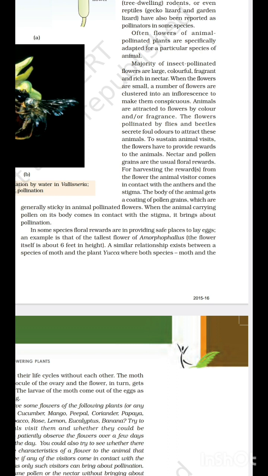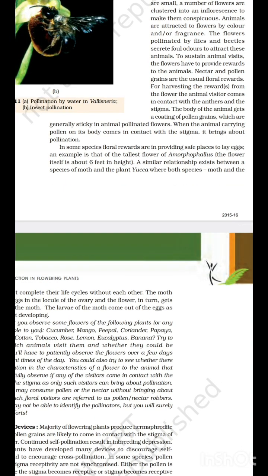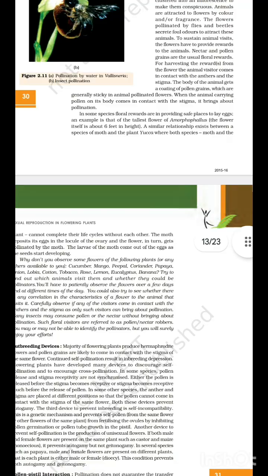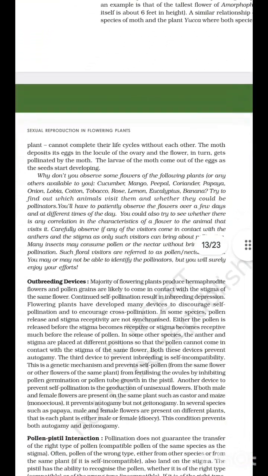In some species, floral rewards are in providing a safe place to lay eggs. A very good example of it is Amorphophallus. It is the tallest flower, about 6 feet in height. A similar relationship exists between a species of moth and the plant Yucca, where both species, moth and the plant, cannot complete their life cycle without each other. The moth deposits its egg in the locule of the ovary, and the flower in turn gets pollinated by the moth. The larva of the moth comes out of the egg and seed starts developing.